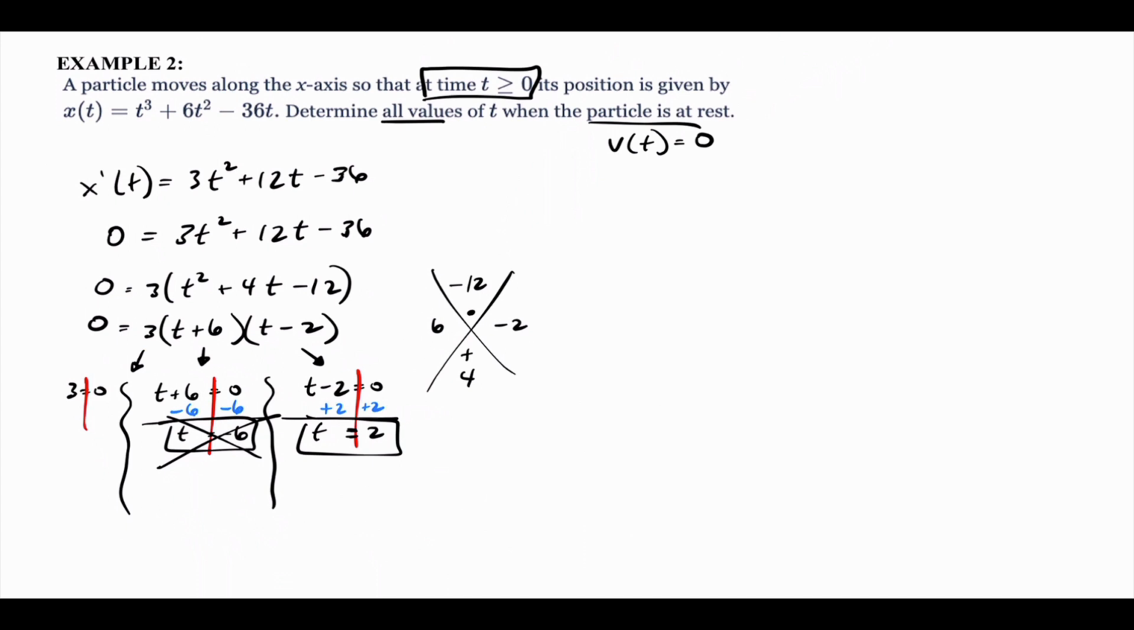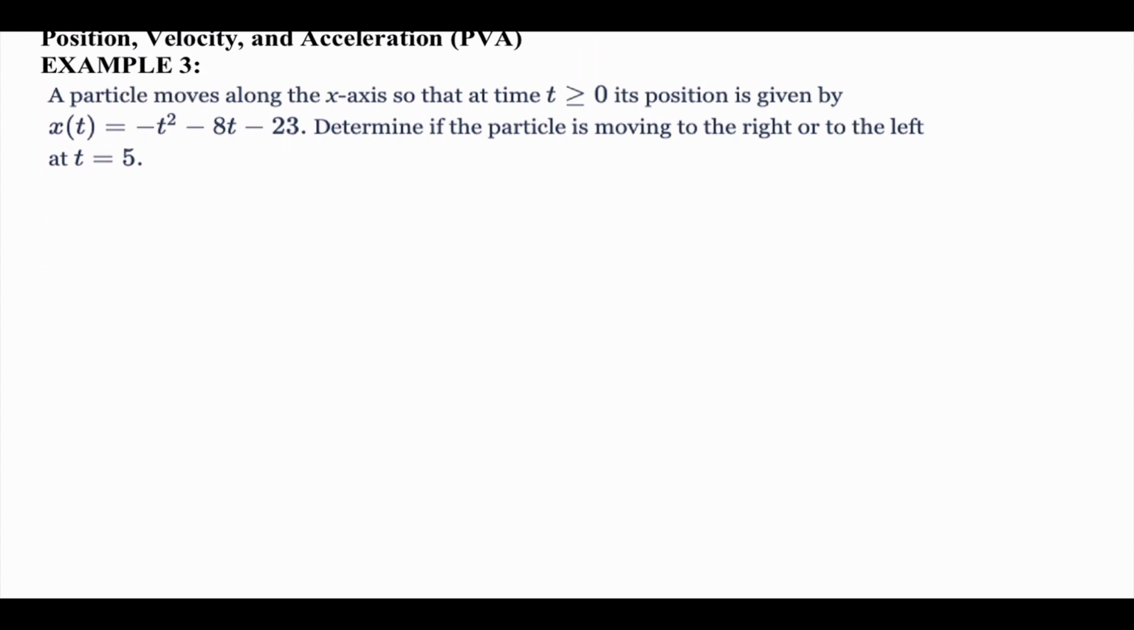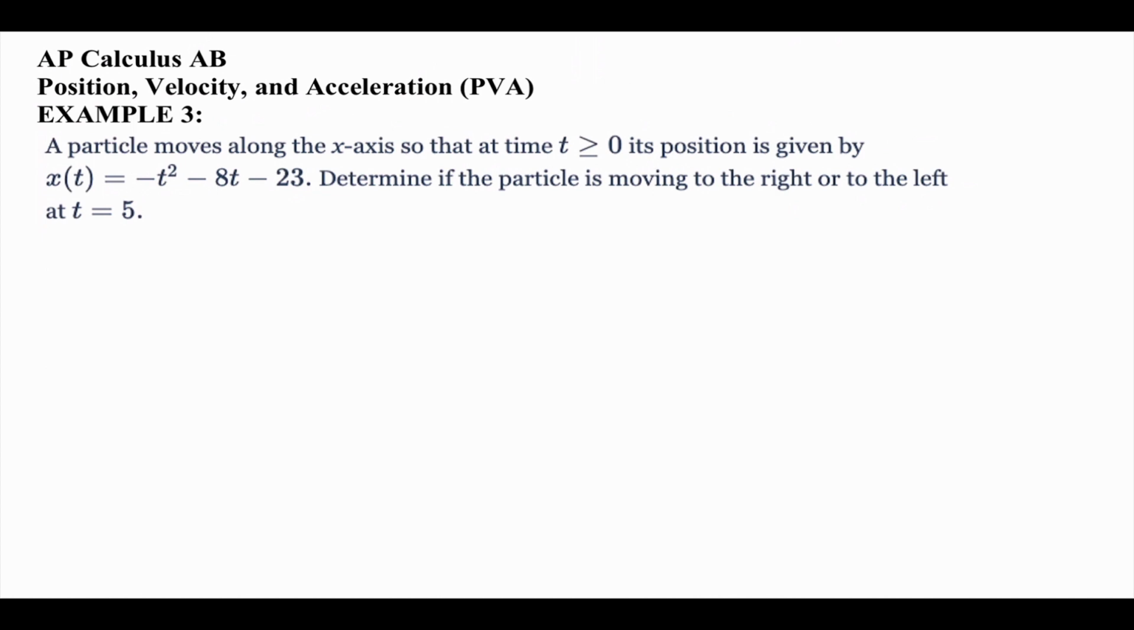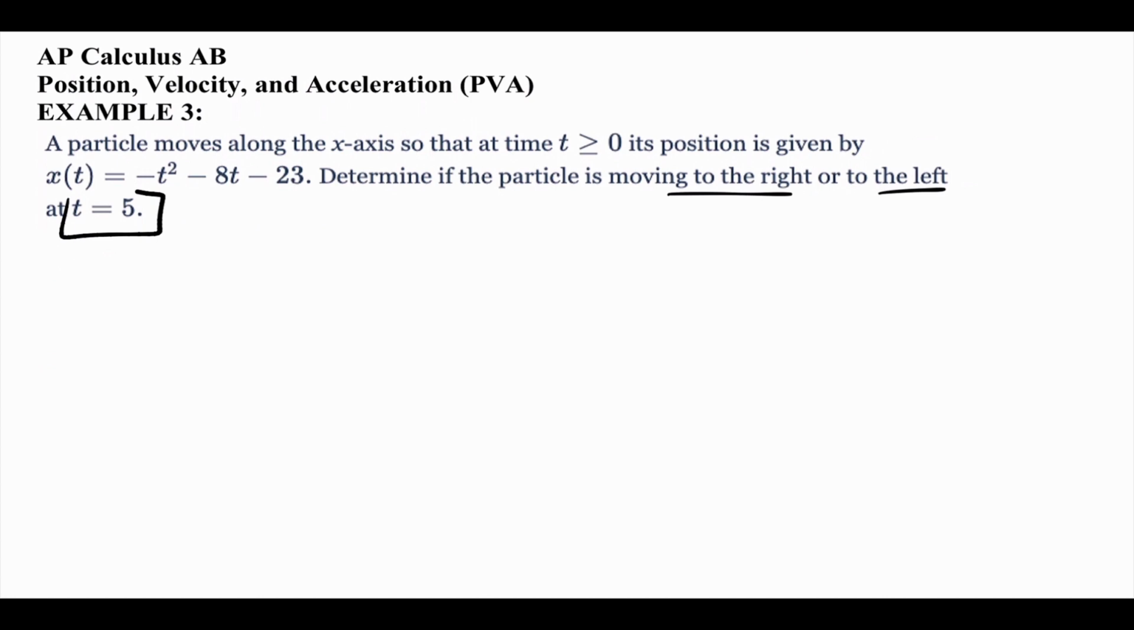Okay? All right, let's look at the next one. A particle moves along the x-axis so that, with time starting at 0, time's only positive, its position is given by, so they've given us position again. Determine if the particle is moving to the left or to the right at that time.